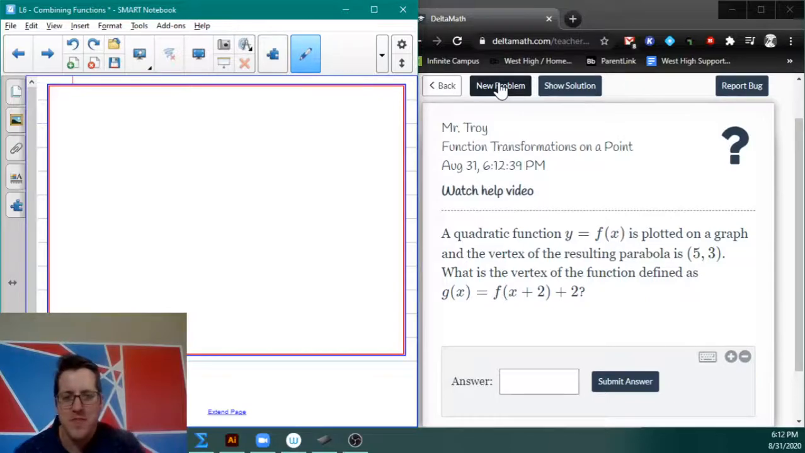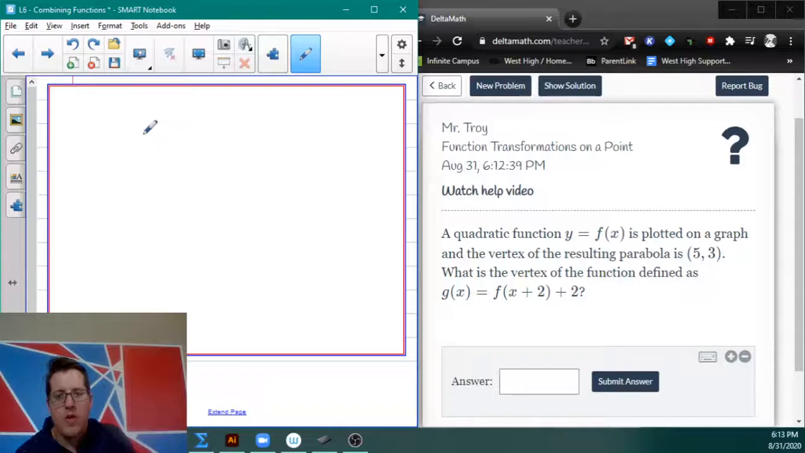It's so much fun. Okay, a quadratic function y equals x squared is plotted on a graph, and the vertex of the resulting parabola is 5, 3. What is the vertex of the function defined as g of x equals f of x plus 2 plus 2?